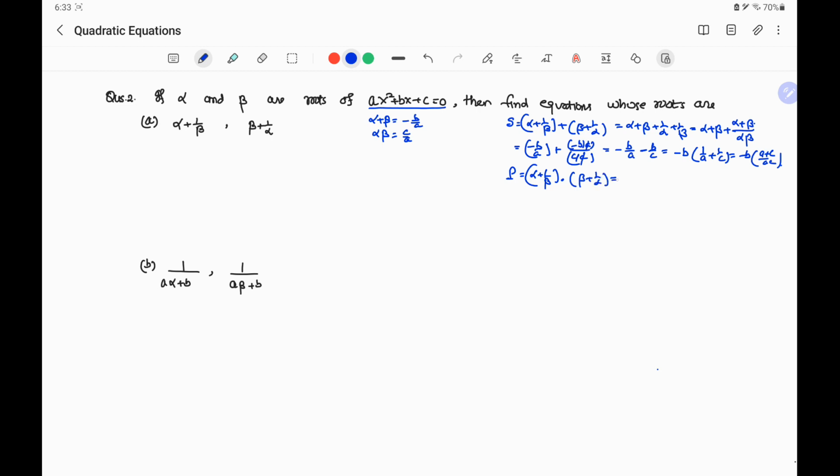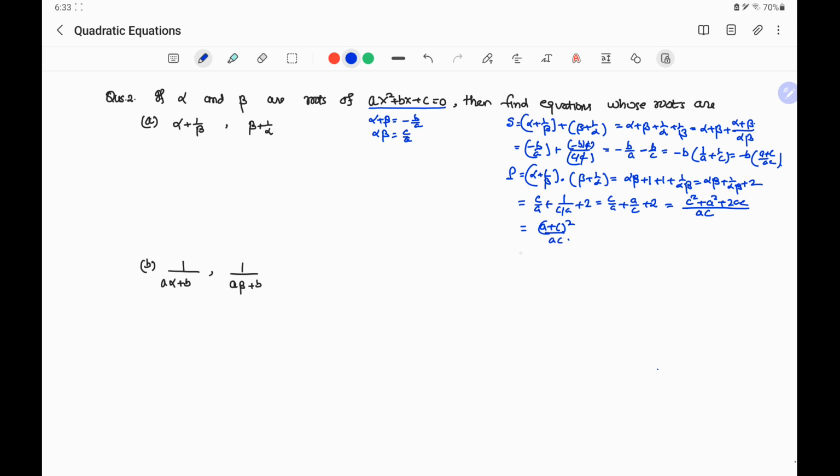Similarly, the product of roots will be alpha plus 1 by beta into beta plus 1 by alpha. Opening the bracket, we will have alpha beta plus 1 plus 1 plus 1 by alpha beta. So it is alpha beta plus 1 by alpha beta plus 2. Replacing the value of alpha beta, this is c by a plus 1 by c by a plus 2, that is equal to c by a plus a by c plus 2. Taking the LCM, it is ac, and the numerator will have value c square plus a square plus 2ac, which can be written as a plus c whole square by ac.